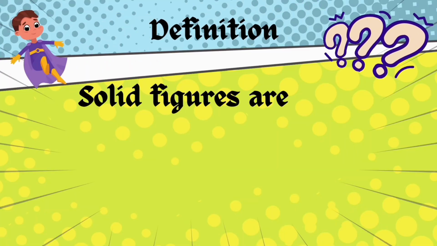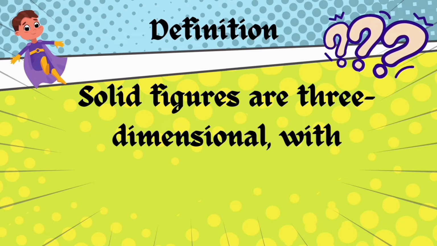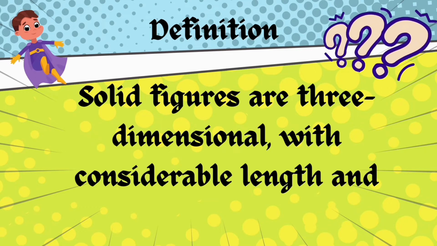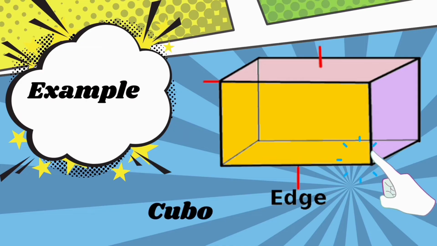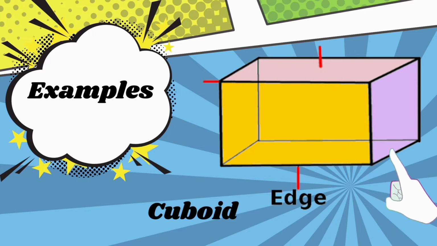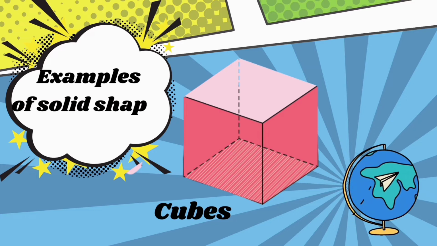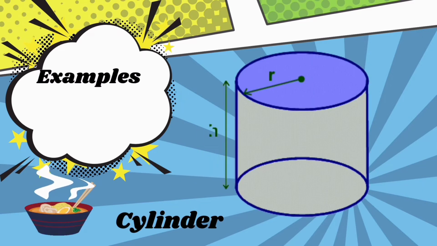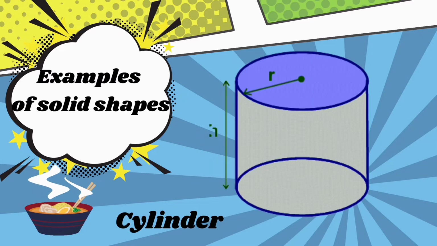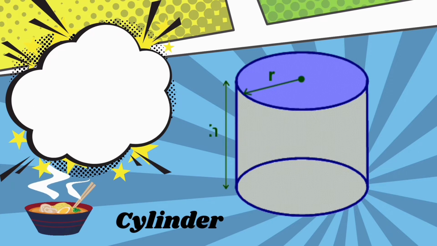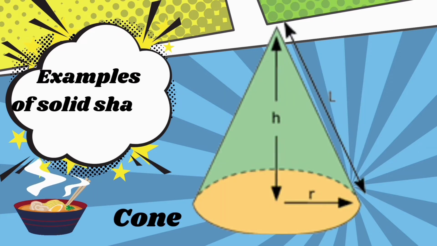A solid figure is three-dimensional in nature, and it has considerable length and width as well. Some examples of solid figures include the cuboid, which is three-dimensional in nature. You also have the cube, which is also three-dimensional. Other examples include the cylinder, and the cone, which is also three-dimensional and so is a solid shape.